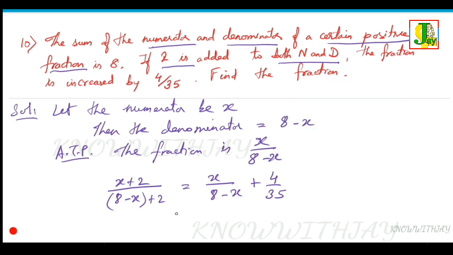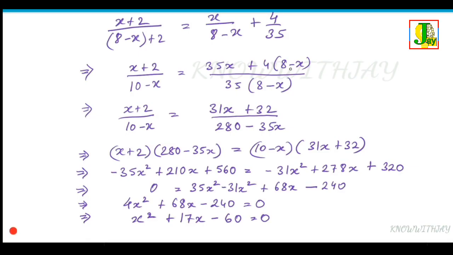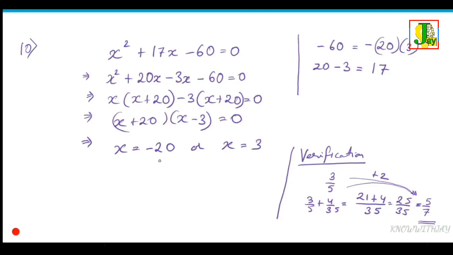Now reduce this into a standard quadratic equation. On reducing the given expression to a quadratic equation, going through all the cross multiplication process and multiplying the terms, we get the quadratic equation 4x square plus 68x minus 240. Now dividing the whole expression on both sides by 4, we get x square plus 17x minus 60. On solving the quadratic equation, you get two values of x: minus 20 and 3.